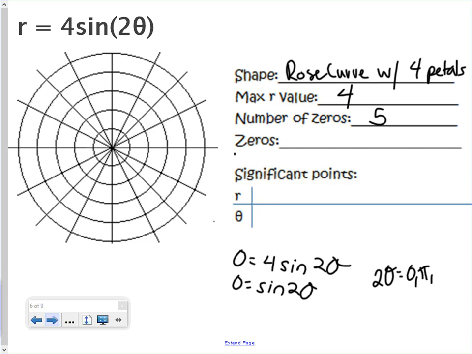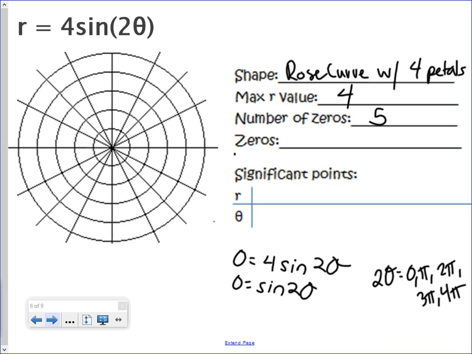How many zeros do we want? 5 zeros. So what's the next one? 360 or 2 pi. And the next one? 3 pi. And the next one? 4 pi. So you have to keep going. You've got to list new zeros, okay, so that you get the number of zeros that there are. Okay, so we wanted 5 zeros, so I have to go 0, pi, 2 pi, 3 pi, 4 pi, until I get that number of zeros.